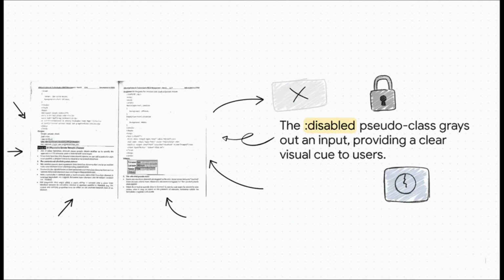This is a perfect example. Look at the form here. The active fields look normal, but the disabled one is grayed out, and you just know you can't type in it. That's the disabled pseudo-class in action. It's such a simple thing, but it's a huge boost for user experience. It gives a clear visual signal to the user, and all it takes is one little line of CSS.